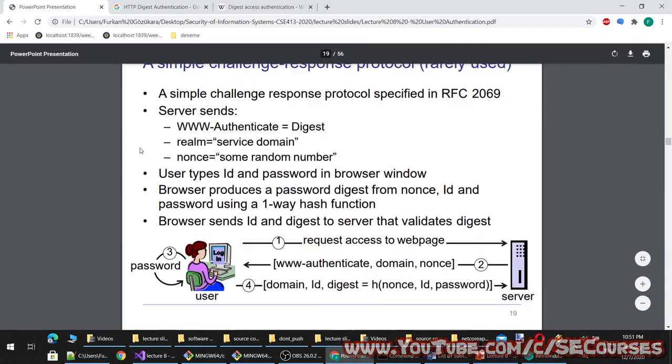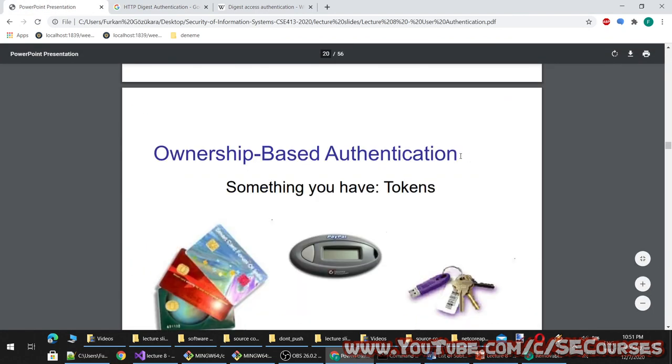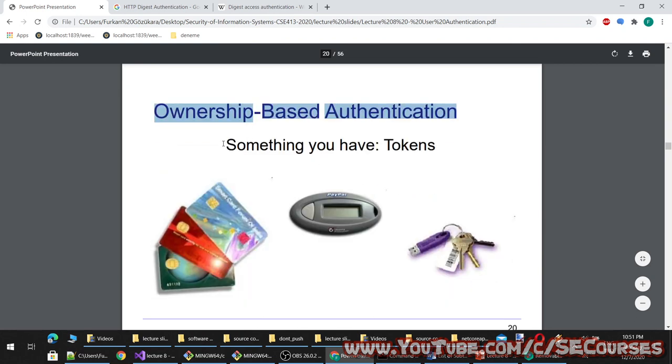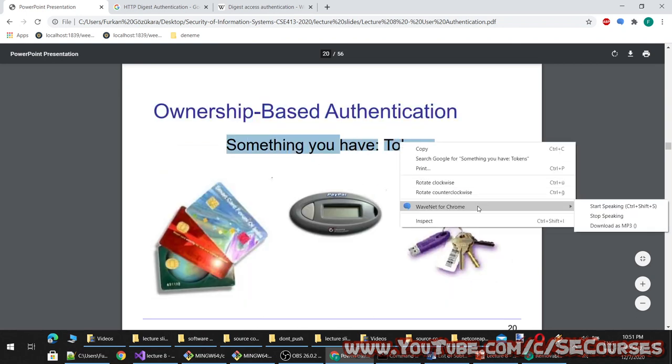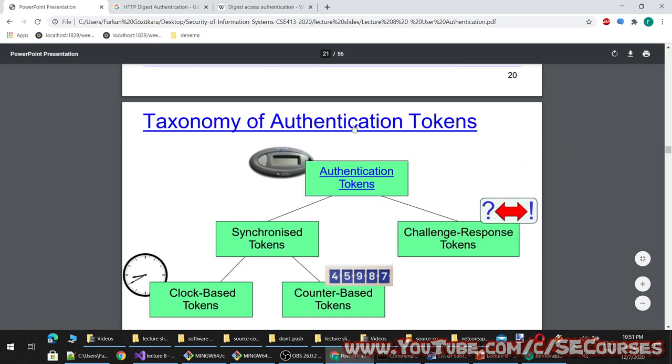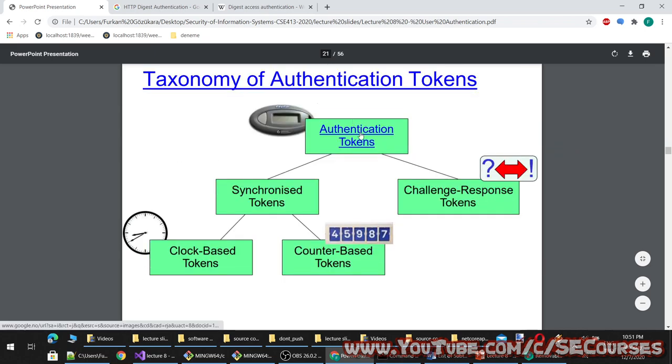Okay, let's continue. Ownership-based authentication. Something you have, tokens. Authentication tokens are synchronized tokens, challenge response tokens, clock-based tokens, and counter-based tokens.